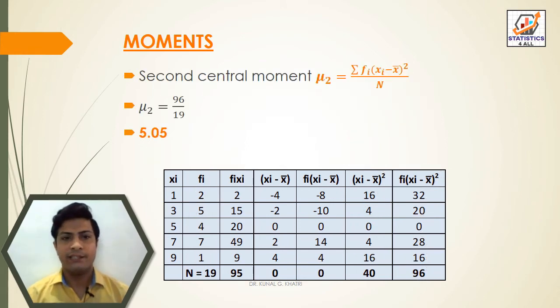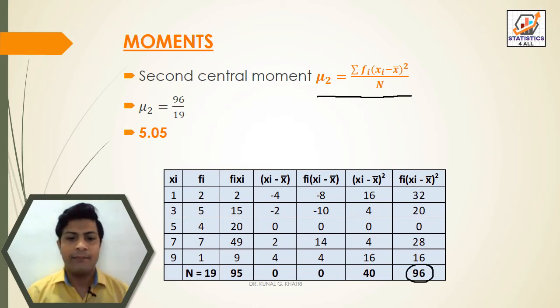So after finding this value, we'll put in the formula of second central moment, that is mu2 equal to sigma fi into bracket xi minus x bar whole square divided by n, where sigma fi into xi minus x bar whole square is equal to 96 and n is equal to 19. So we'll put in this formula, mu2 is equal to 96 by 19, we get value 5.05.